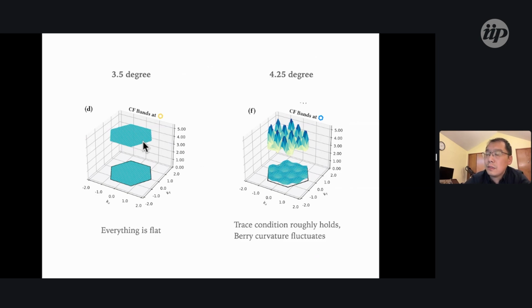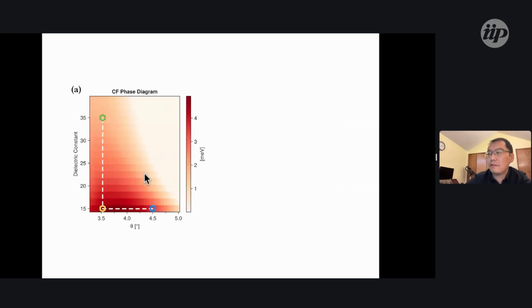Okay, so now remember that because we are talking about the composite fermions, if you ignore the composite fermion interactions, then this gap is roughly the activation gap, right? So we can plot this gap as a function of the twist angle and the dielectric constant. The dielectric constant basically is tuning the strength of the Coulomb interaction. If I go to a larger number here, I'm basically weakening the interaction.